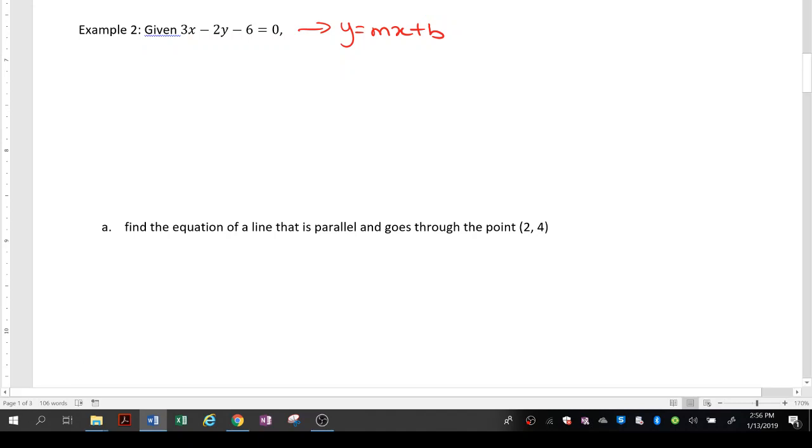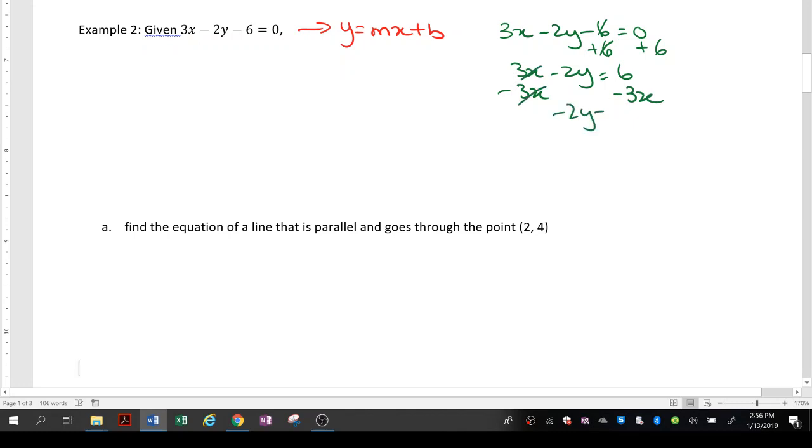So we are starting with 3x minus 2y minus 6 is equal to 0. And we need to isolate y on the left-hand side. So let's start by adding 6 to both sides. So we have 3x minus 2y, this cancels, is equal to 6. Now let's subtract 3x from both sides. So that gives us negative 2y is equal to negative 3x plus 6.